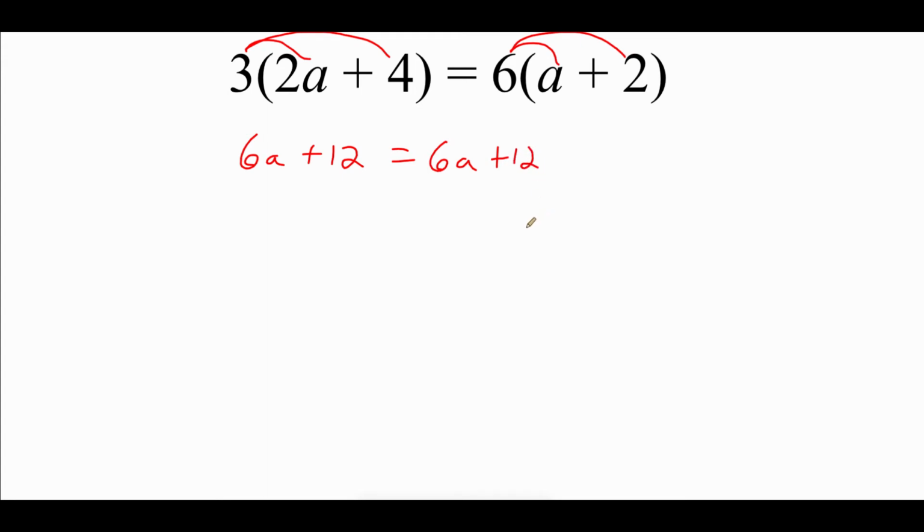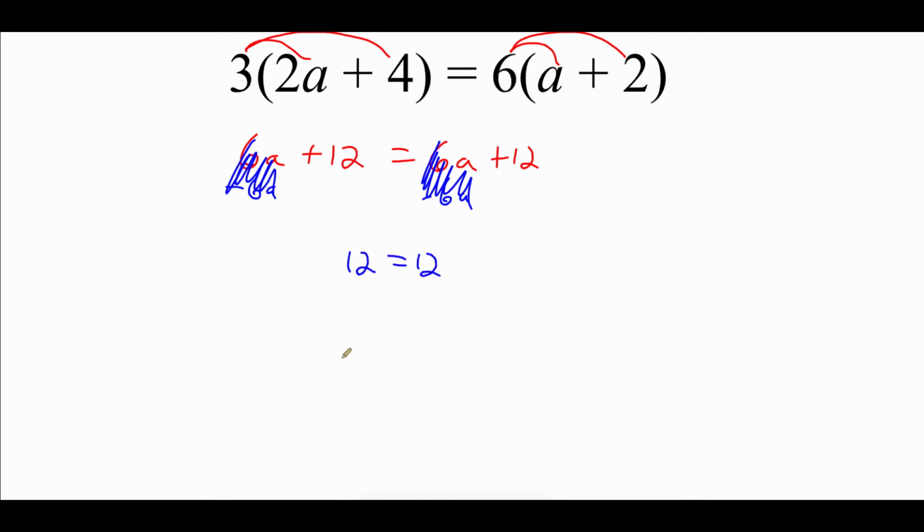Now we're going to get our variables on the same side, and again, we have variables that are the exact same size, so it really doesn't matter which one we move. So I'm going to subtract the 6a from the left-hand side to get that to cancel out, but when I do that, I also have to subtract 6a from the right-hand side, and those cancel each other out as well. So we get an equation that says 12 equals 12.